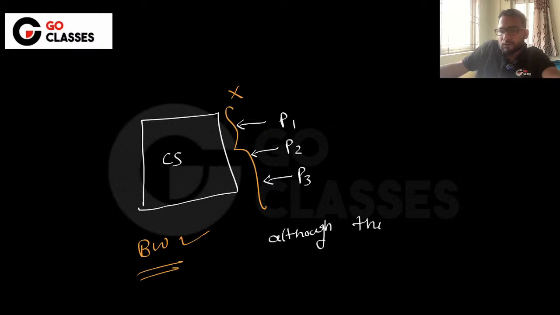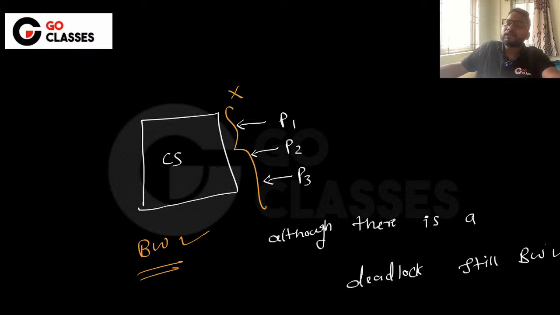Although there is a deadlock, still bounded waiting is satisfied. Basically, bounded waiting just says that you should not bypass. Here, no one is bypassing, right? Tell me if P1 is bypassing P2 or P3, or maybe P2 is bypassing P1 or P3. Anything there? No, right? Since no one is bypassing, I will say that bounded waiting is satisfied here. That's a very, very important and interesting point, that even though there is a deadlock, there is bounded waiting, right? Cool.